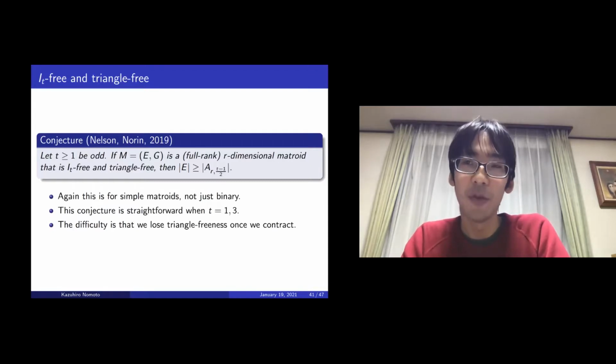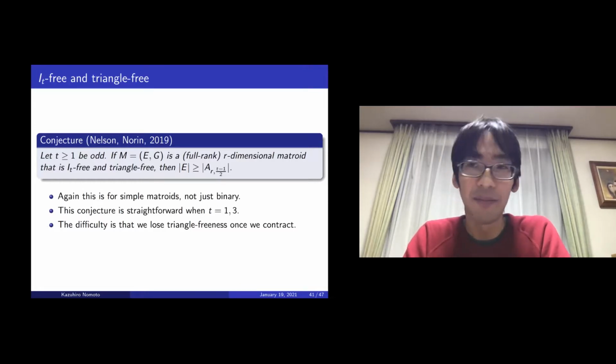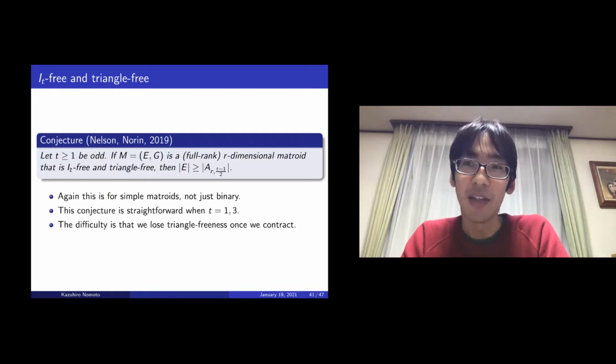At least for me, the difficulty about this conjecture is that you can't just keep on contracting things. If you think back to what we did with just IT-free without triangle-free, then you pick some submatroid, you contract it and do some induction, and it just works. One of the reasons why it works is that if you do contraction, what you end up with is also going to be IT-free. In our case, if I do any type of contraction, chances are I'm going to lose triangle freeness. So that seems to be a difficulty.